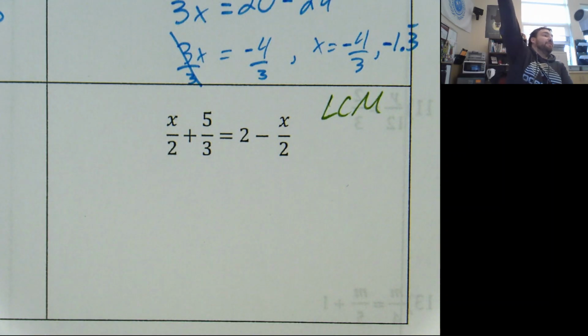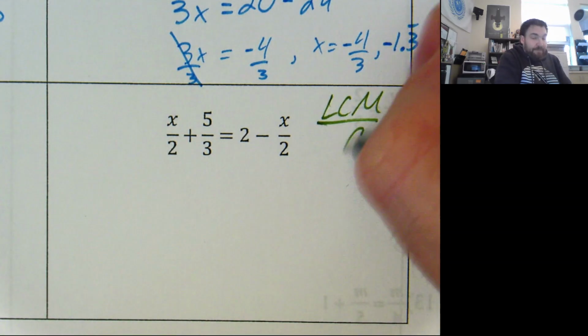No, multiples. 2 and 3 both multiply up to. Yes, the muttering has started. Jackson, louder. 6. 2 and 3 both multiply up to 6. So that's going to be our LCM.